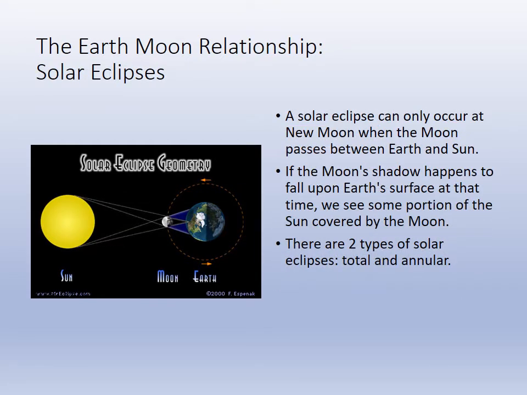A solar eclipse occurs during a new moon, and they're rare, and they only are seen at a small portion of the Earth. A total eclipse would be when the moon is closest to the Earth and the sun totally disappears. An annular eclipse is when the moon is further away from the Earth and it does not make the entire sun disappear.